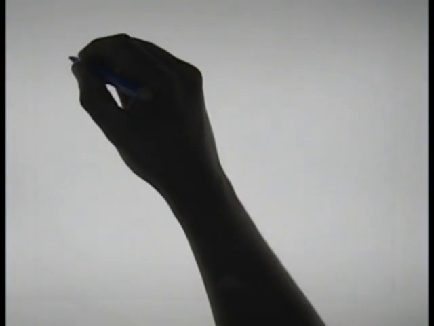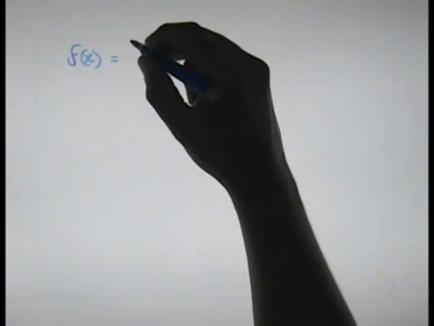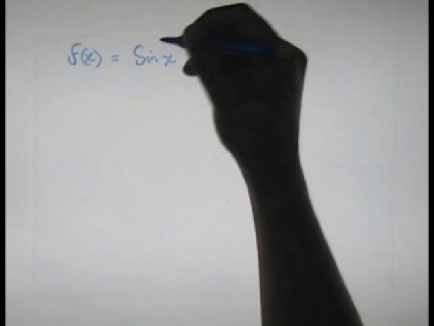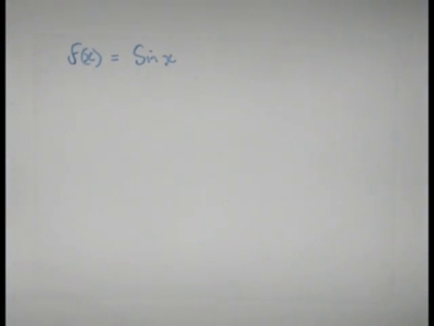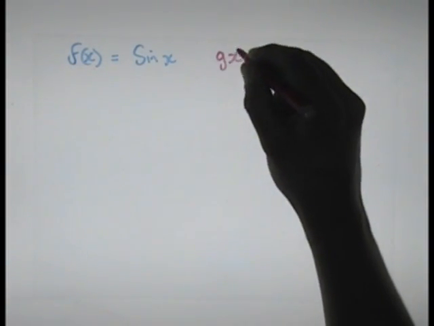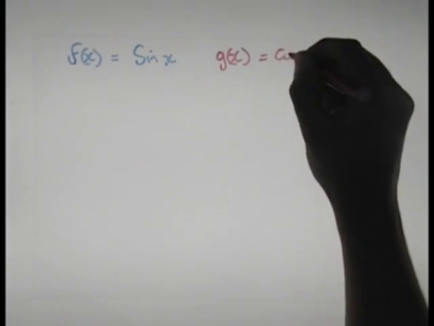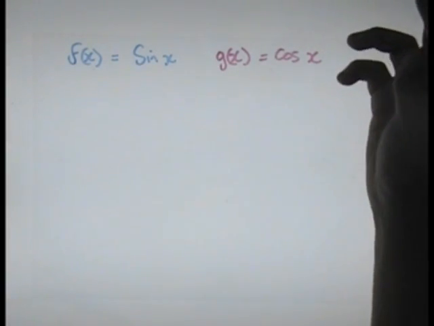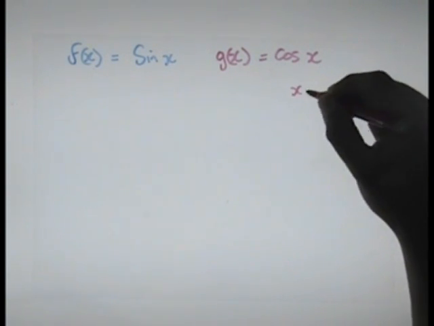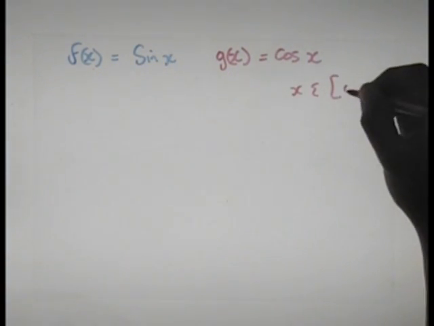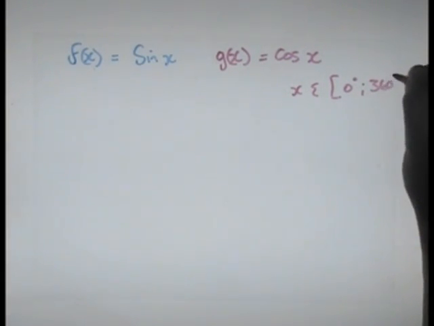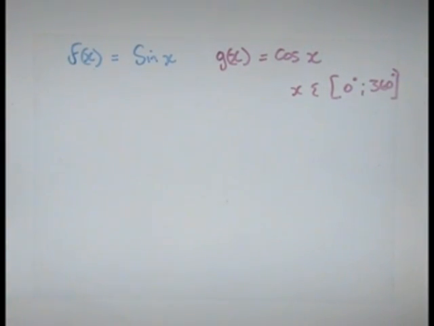The sixth one I gave you to do said, on the same set of axes, sketch the graphs of f of x is equal to sine x and g of x is equal to cos x, and I told you to sketch it for the range x is an element of 0 degrees all the way up to 360 degrees.